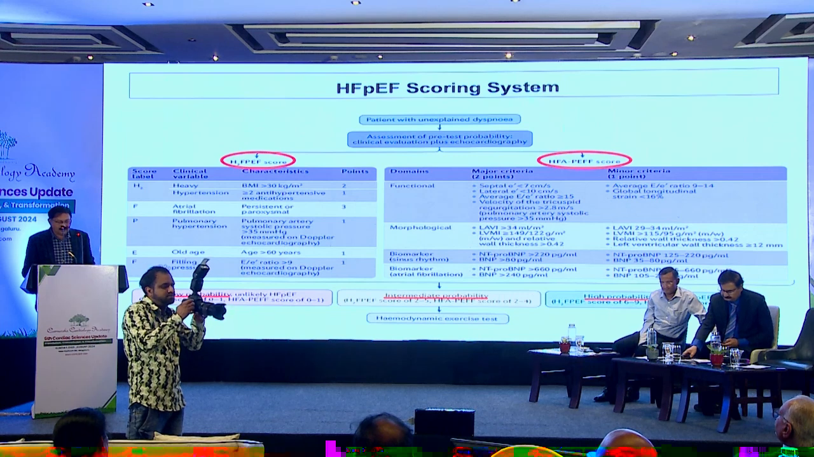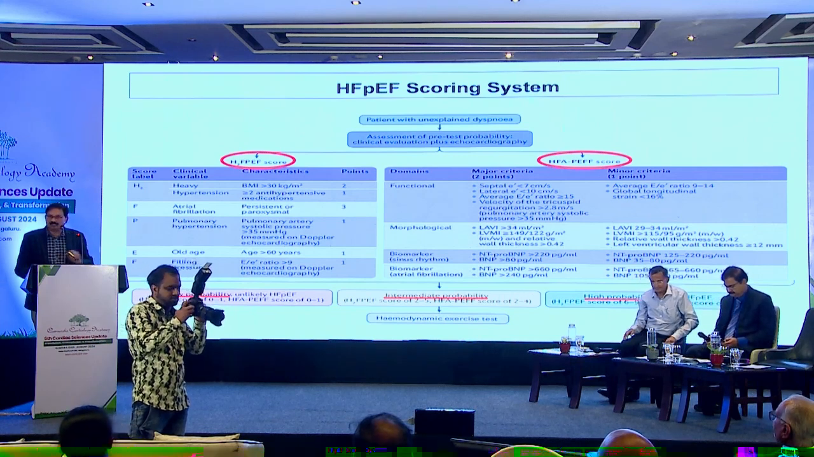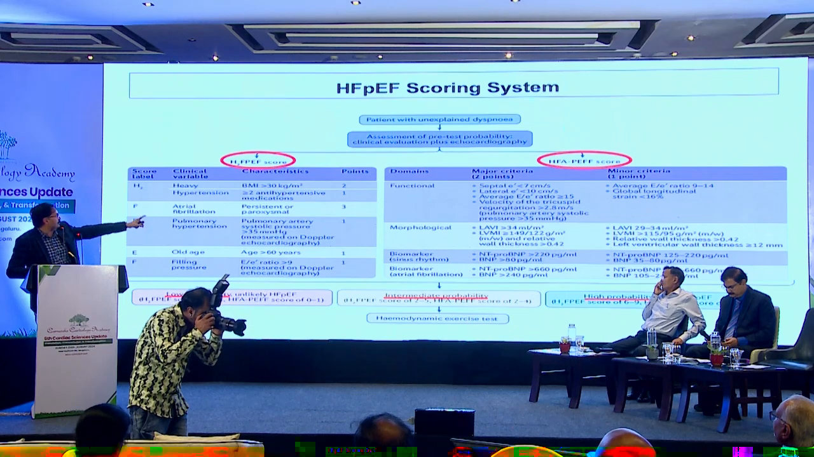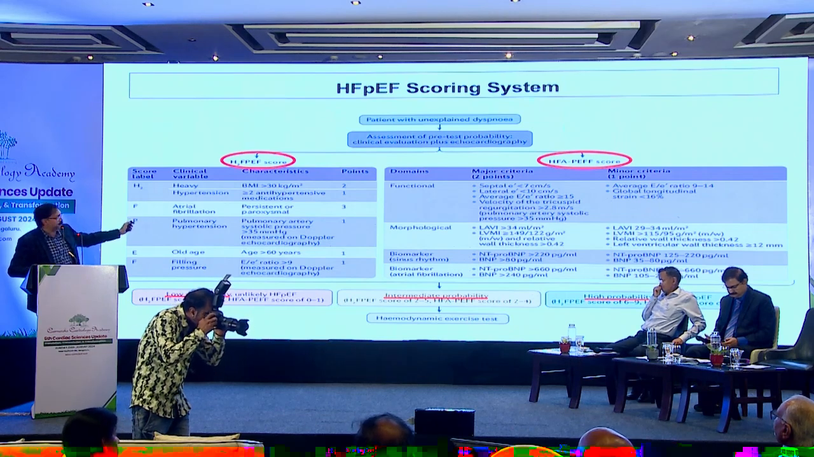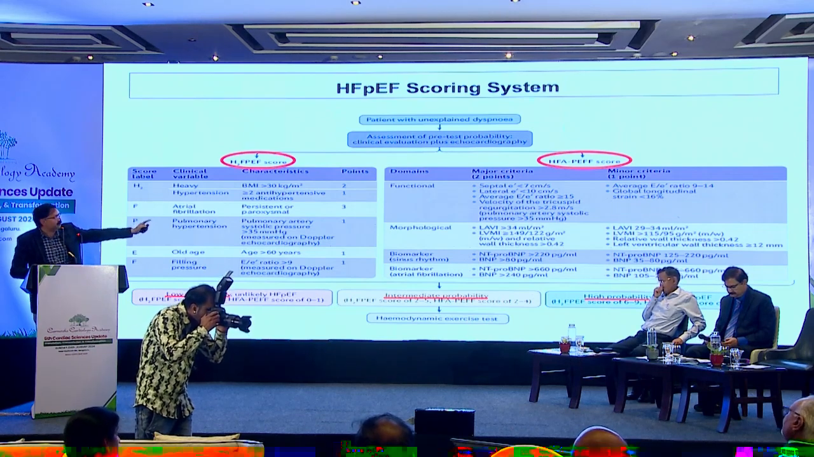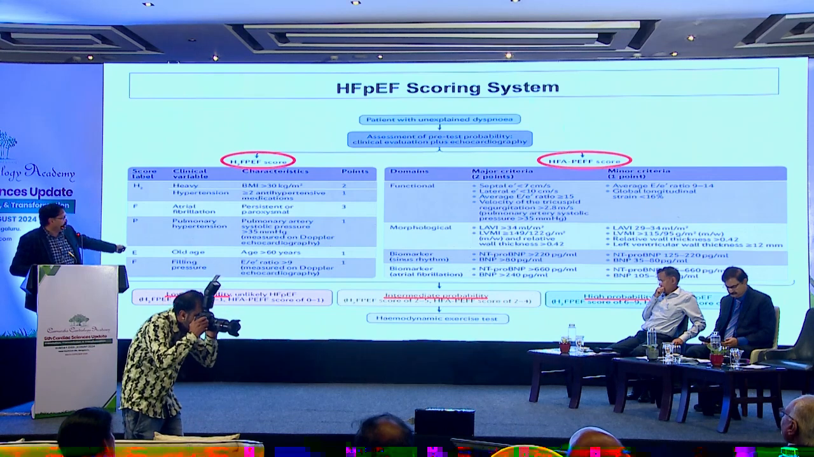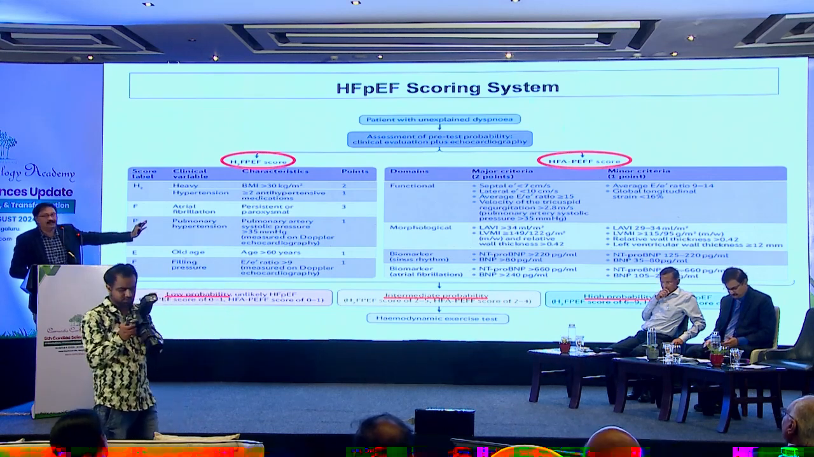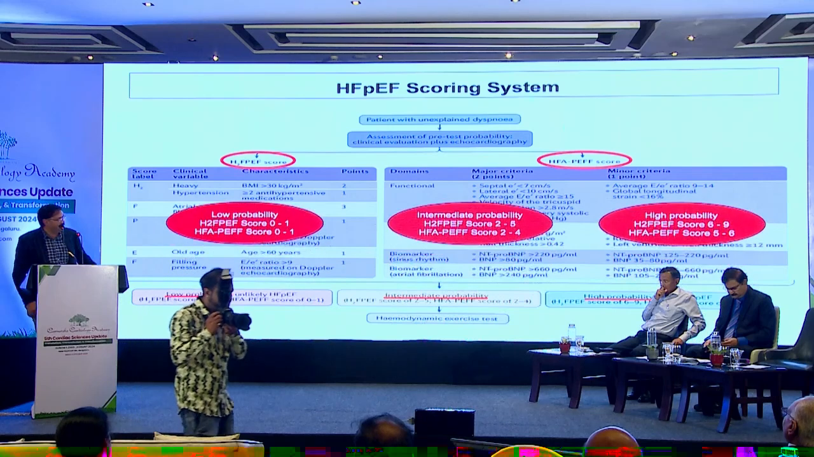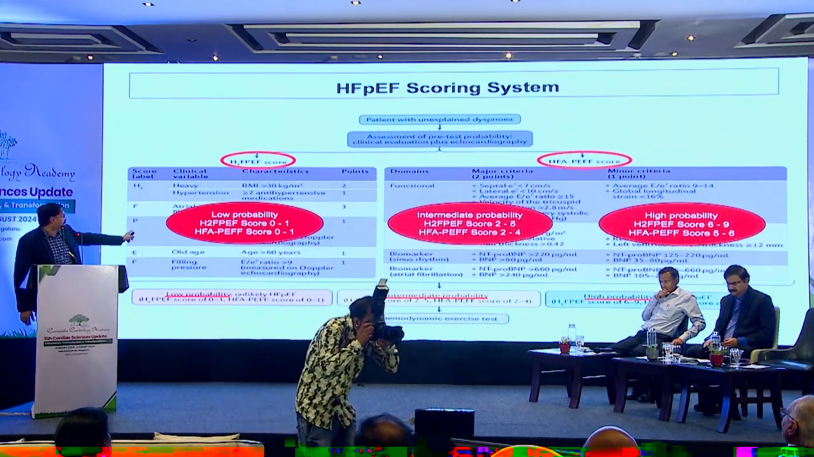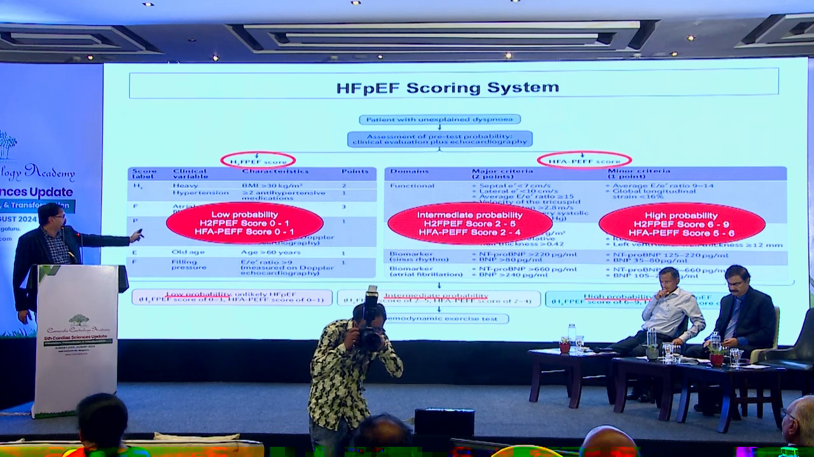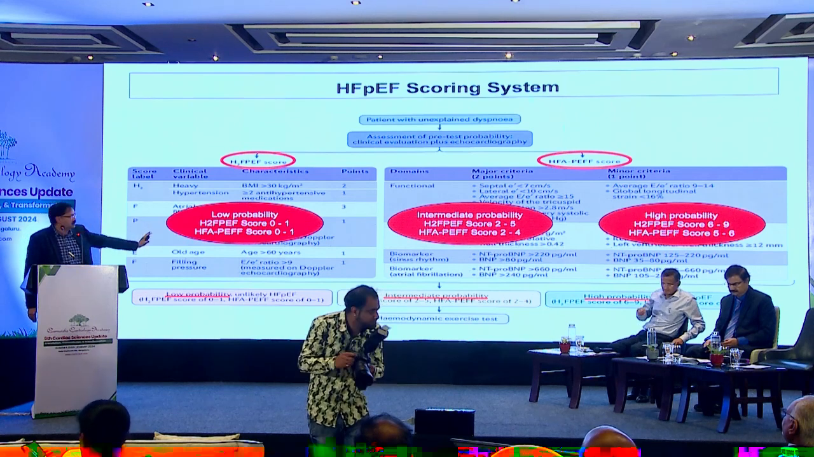This is my last slide. We have a scoring system. After this big discussion, we have a scoring system, which is the HFA, that is the H2FPEF score, and the HFA-PEF score. So these are the parameters that you look into, and this is the same thing in a different way, and I'll highlight what's important here. Low probability is a score of 0 to 1. If the HFA-PEF score is 0 to 1, this is low probability for this patient.